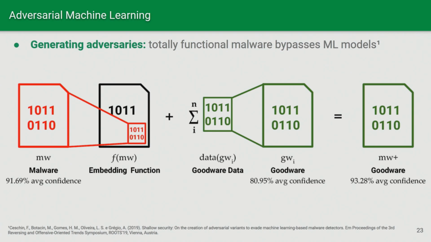For this, given an original malware that is detected with 91% of confidence, an embedding function that embeds the malware inside another binary, and a set of benign files, it is possible to generate an adversarial malware that has an even higher confidence than a good one. In this case, 92% of confidence.